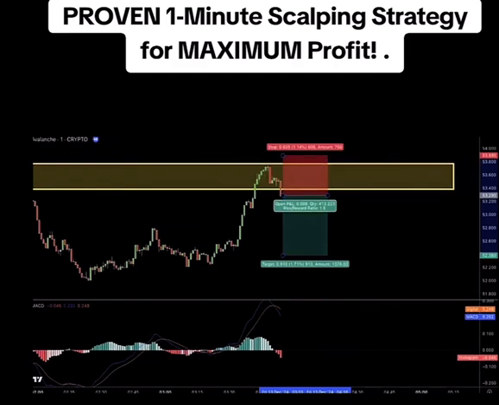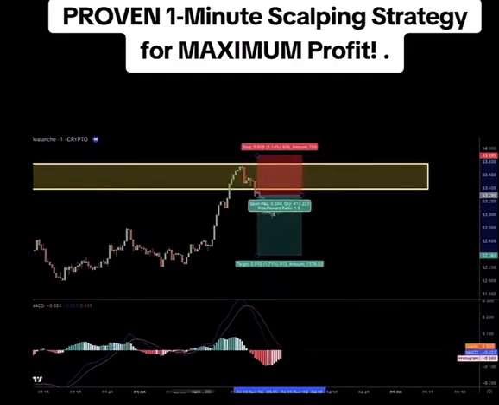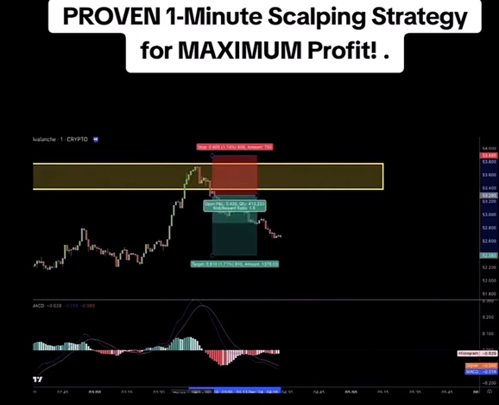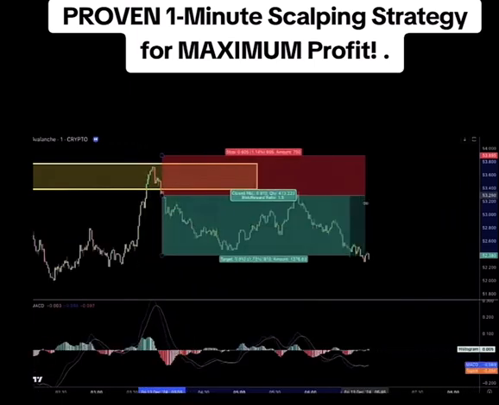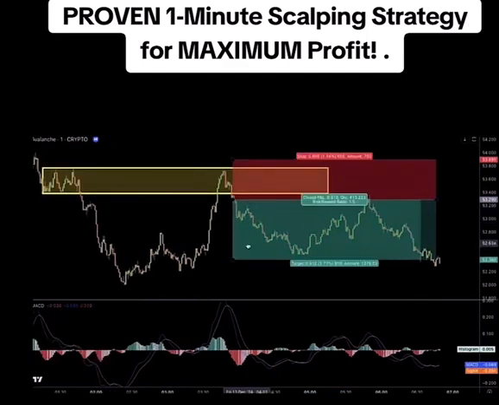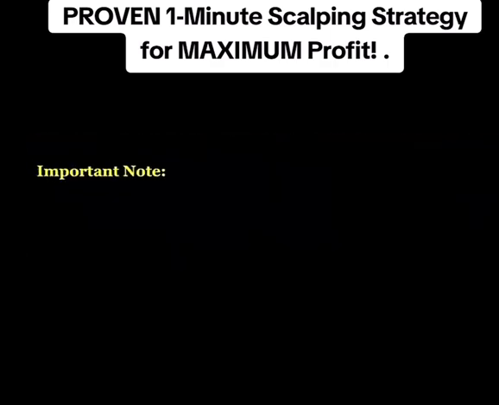Look at what happened. The market moved exactly as anticipated and hit the target. This method is all about precision, identifying high probability setups and confirming them with tools like the MACD to ensure you're trading with, not against the big players in the market.